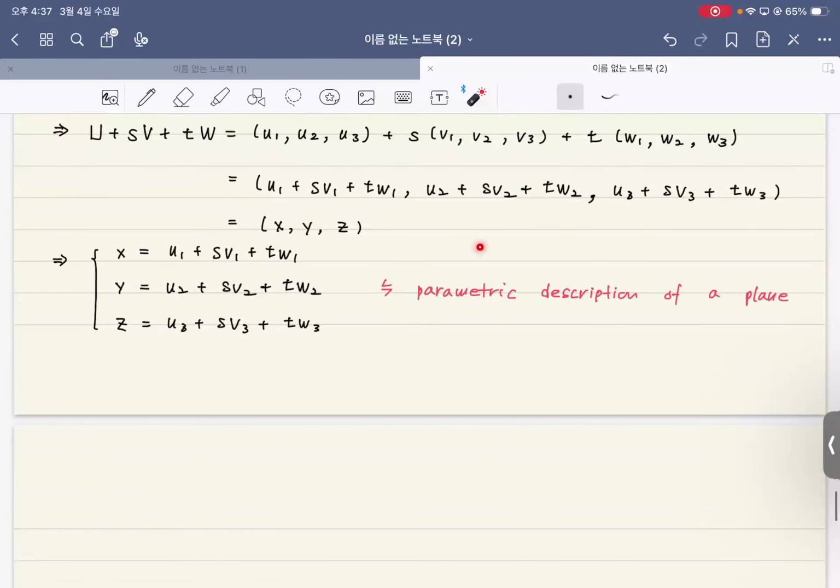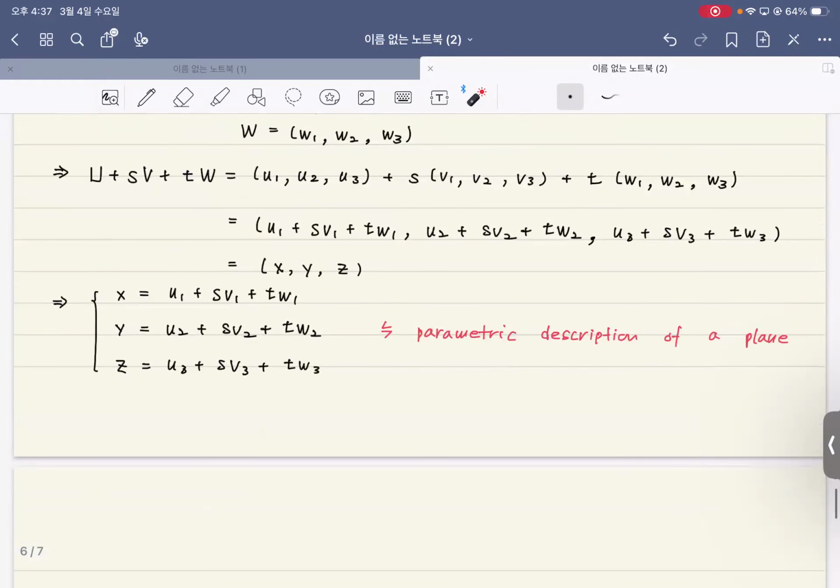Okay, so this is our parametric description. This is one way of describing a plane in R3, but there is another way to describe a plane by using a point and a normal vector. What do I mean by that? There are 2 different ways to describe a two-dimensional plane in R3. The first one is to describe 2 vectors V and W, and parallel translate the plane by U. This is what we did here.